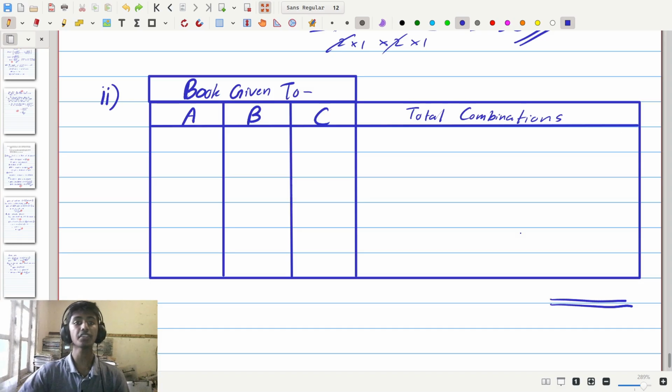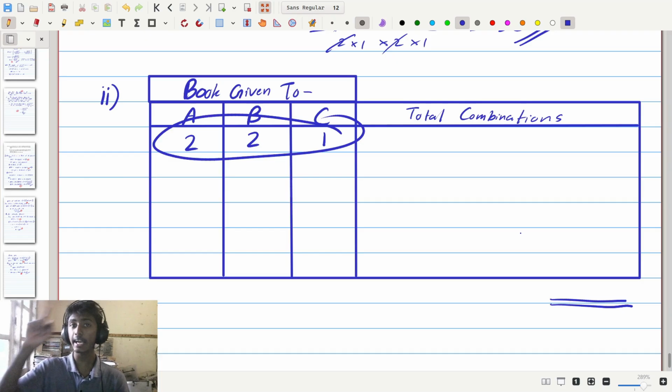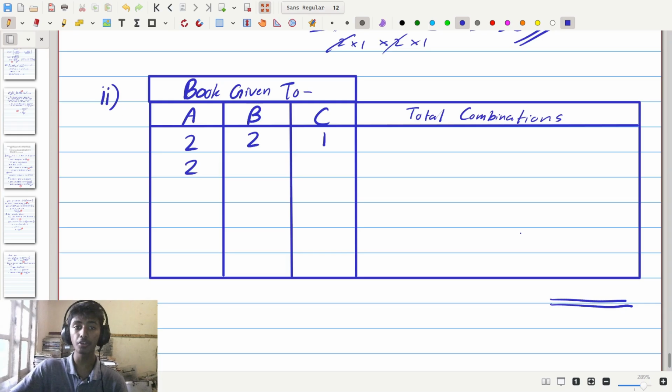So first off, as I discussed, we could have 2 of the people getting 2 books each and the last person getting 1 book. Now, as for the different number of situations that we can have, we could have that A gets 2 books, B gets 2 books, and C gets 1 book. This situation is exactly what we solved in the first question. Additionally to this, we could also have that A gets 2 books, B gets 1 book, and C gets 2 books. And finally, we could have that A gets 1 book, B gets 2 books, and C gets 2 books. Now, these 3 cases here are the 3 cases where 2 of the people get 2 books each and 1 person gets only 1 book.